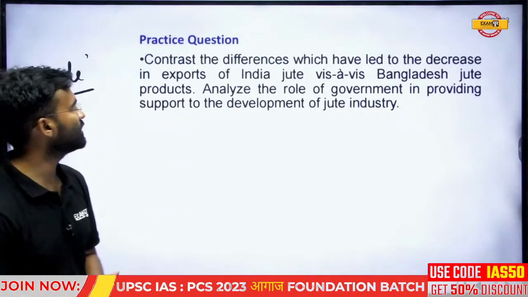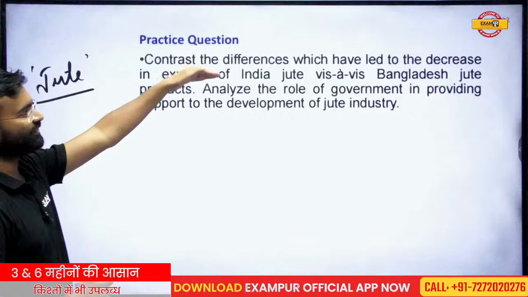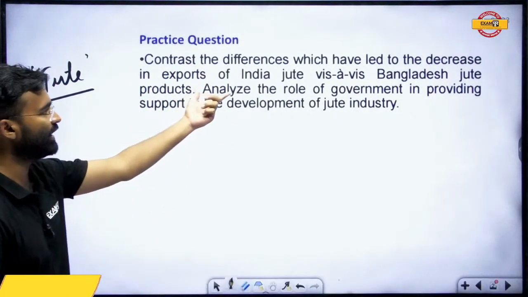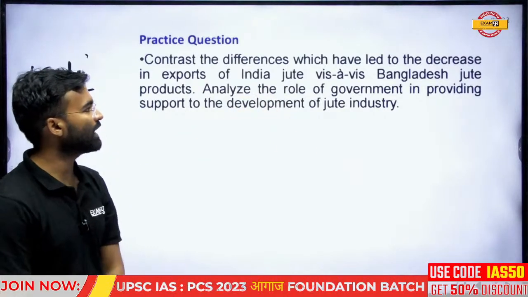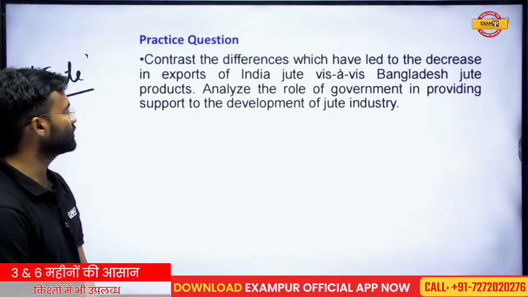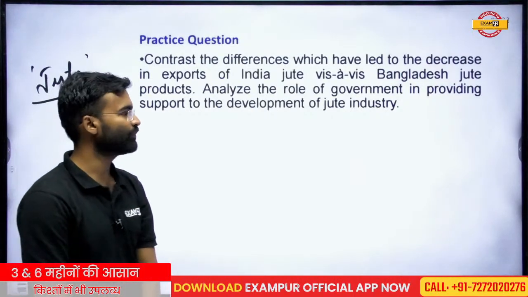So firstly, the question is: contrast the differences which have led to a decrease in export of Indian jute vis-a-vis Bangladesh jute products. Analyze the role of government in providing support to the development of the jute industry.